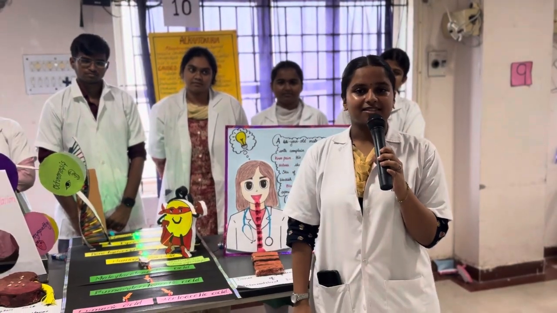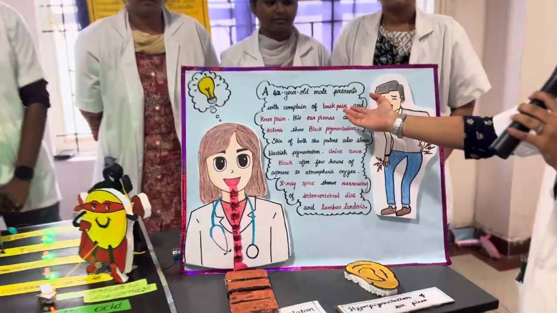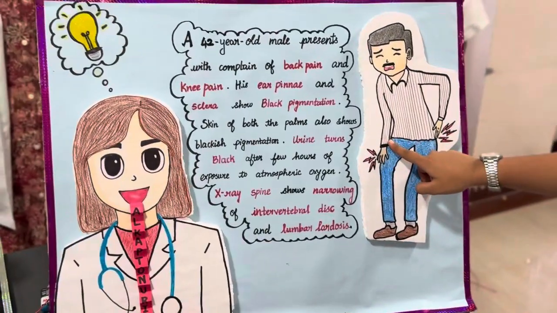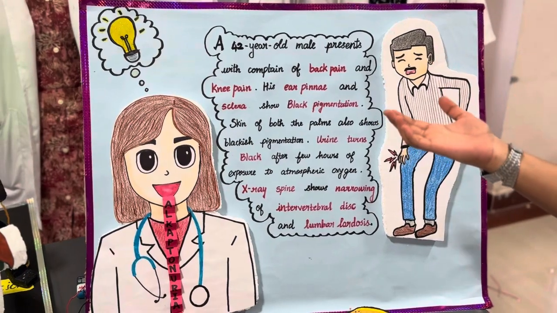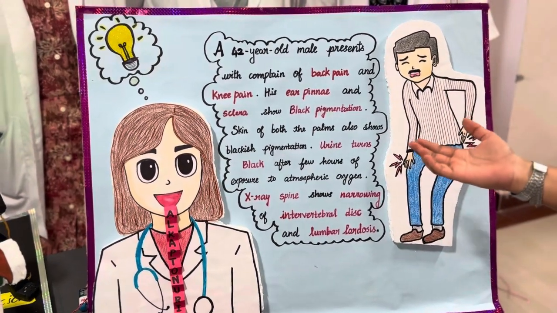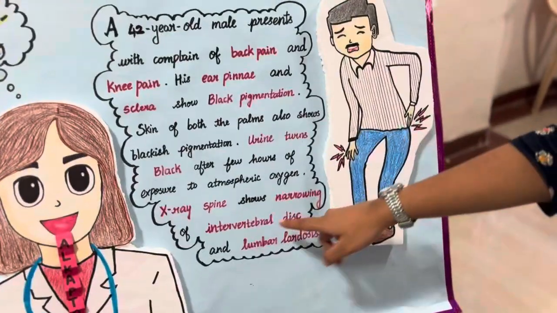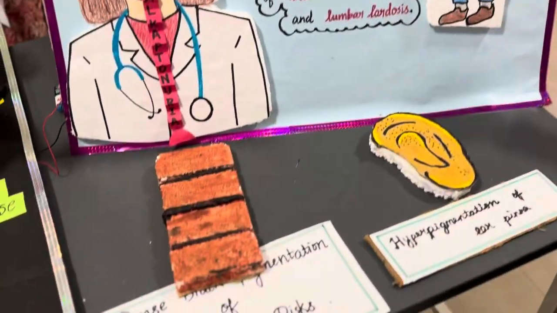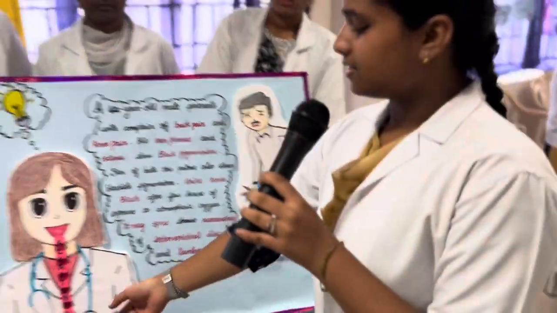So let's start this presentation with a case. A 42-year-old male presents with complaints of back pain and knee pain. His ear pinna and sclera show black pigmentation, and the skin of both palms also shows blackish pigmentation. His urine turns black after a few hours on exposure to air. The X-ray of the spine shows narrowing of the intervertebral discs and lumbar lordosis, which is the inward curving of the spine. So let's see what the probable diagnosis is.